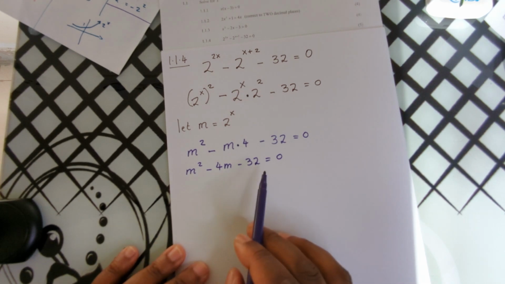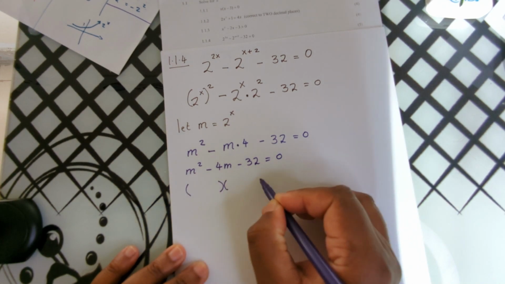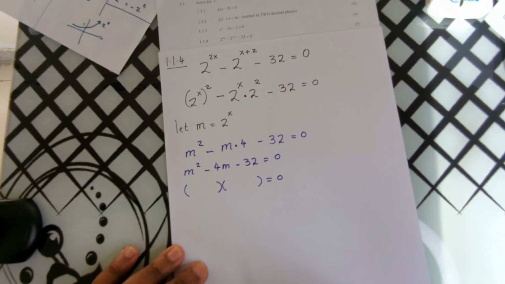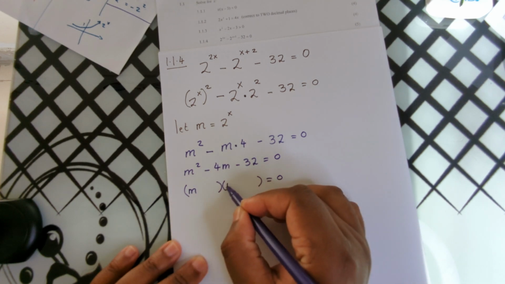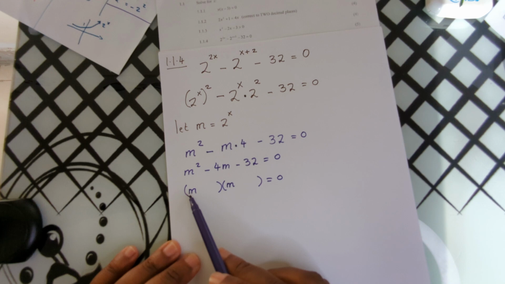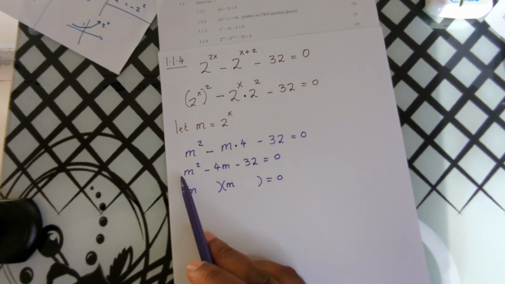Now how do we solve this quadratic equation? We can solve it by factorizing. So let's try to factorize first. So how do we factorize? We know we have to put m here and we have to put m here. And the reason why we're putting both m's here and here is because our leading coefficient is 1.